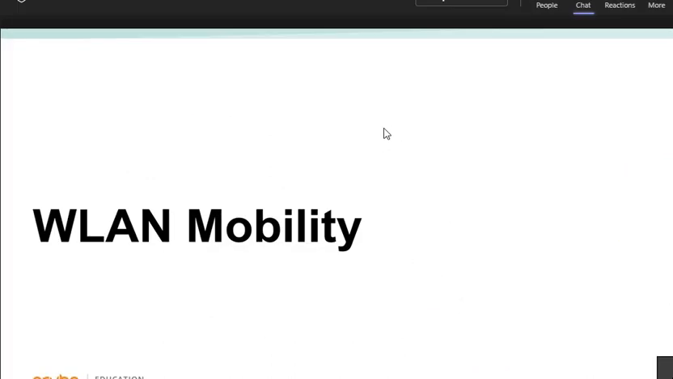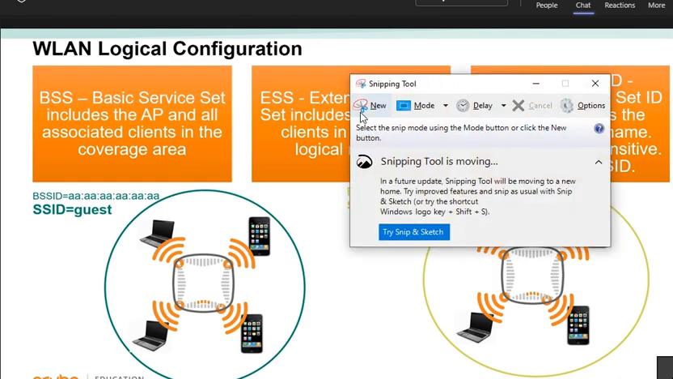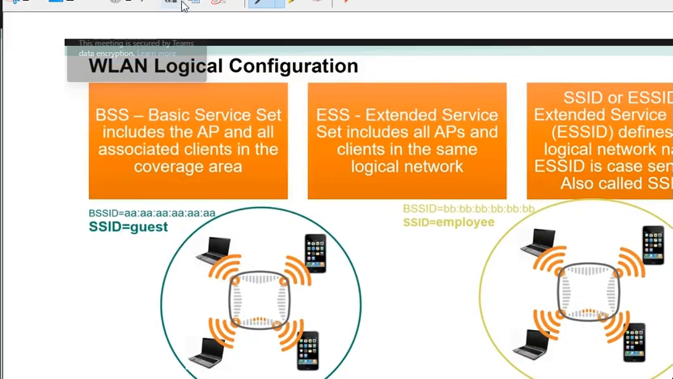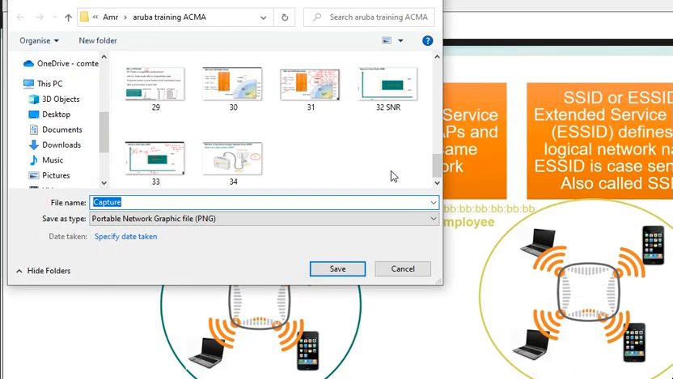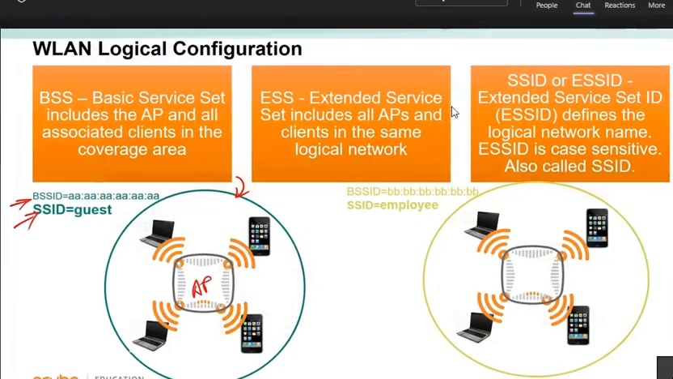Right? Next is your WLAN mobility. In this, we have this BSS. Like I told you, BSS is a logical network created by an access point where it is connected to your clients. BSS ID is the unique identification of an access point, typically its MAC address. SSID is the name of the WLAN which is propagated, just employee. This is the basic service set. Right?